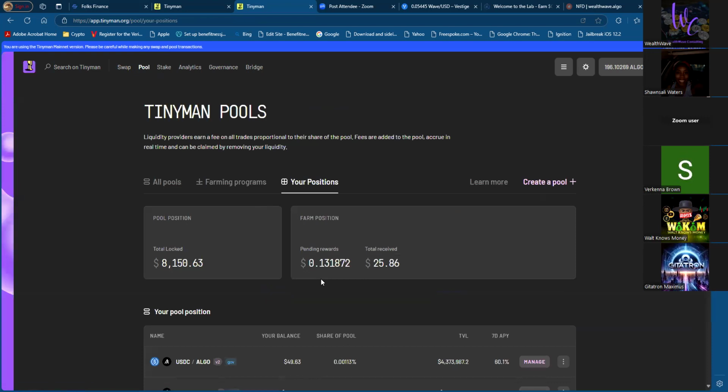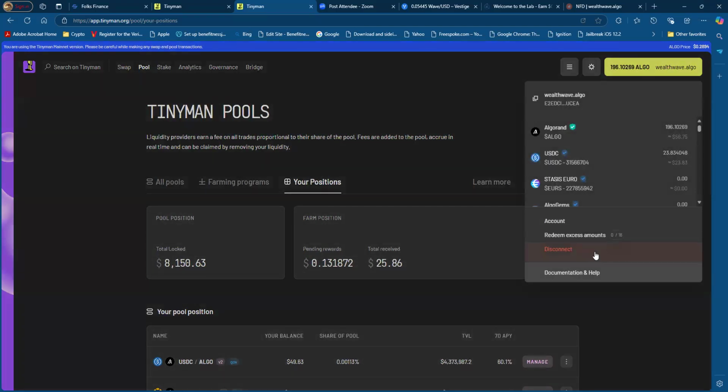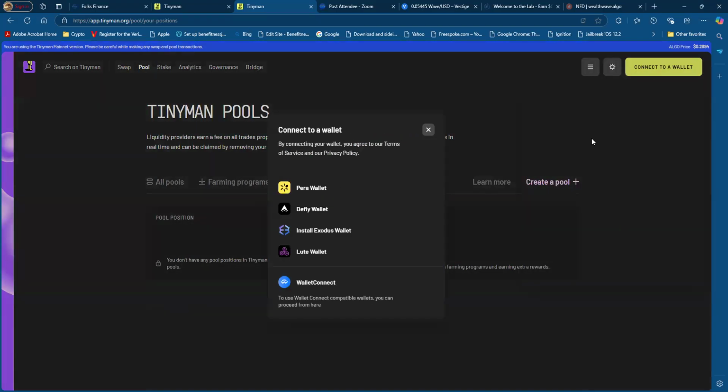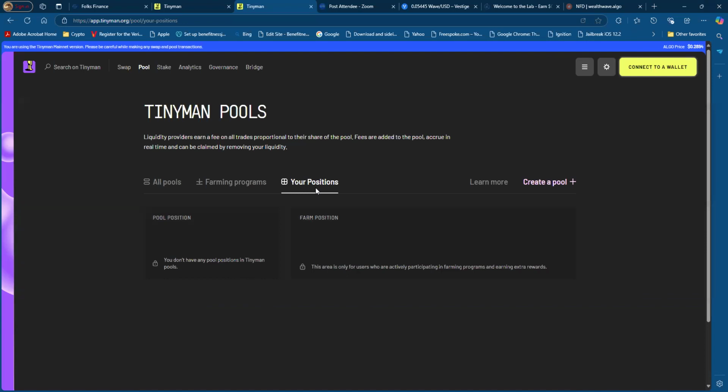Hey, you can actually have multiple wallets on Tinyman, right? Oh yeah, for sure. I've got several. How do you do that? You just set up a new wallet and connect it to Tinyman. So you click here, you can disconnect, right? So you just have another Pera wallet or any of the other wallets that you choose, and then same way you can connect that.